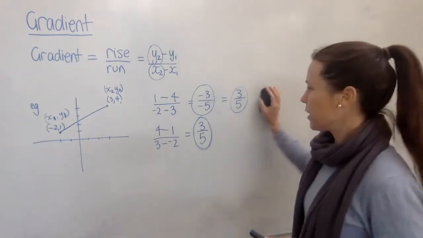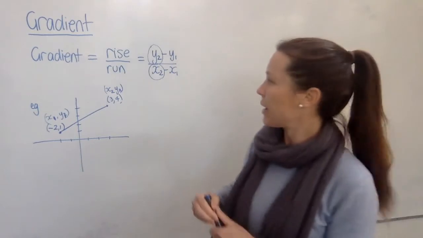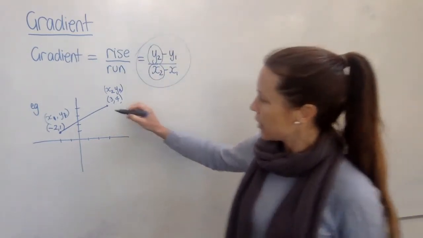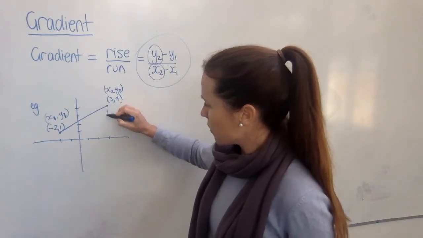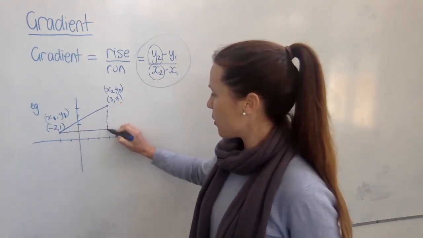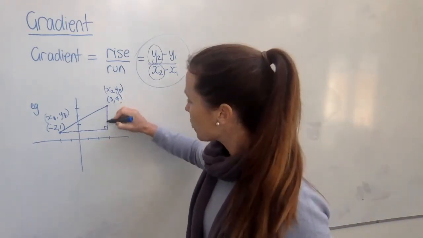Now, it's important that you understand that what we're finding here is the rise over the run, and in case we forget this formula or we're just not quite sure how to use it, it's really important to understand where it comes from. If we just drop a line straight down from one point and straight across from the other so that they meet at right angles, we've got a right angle triangle now.